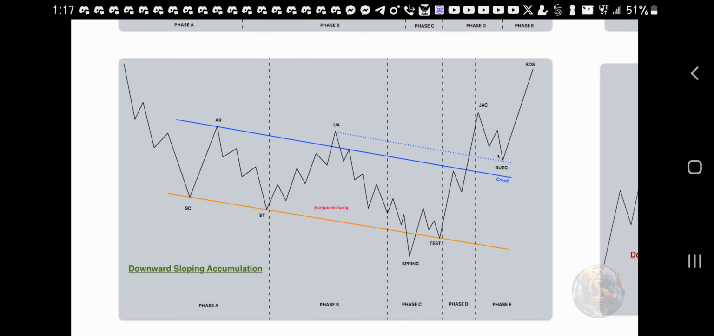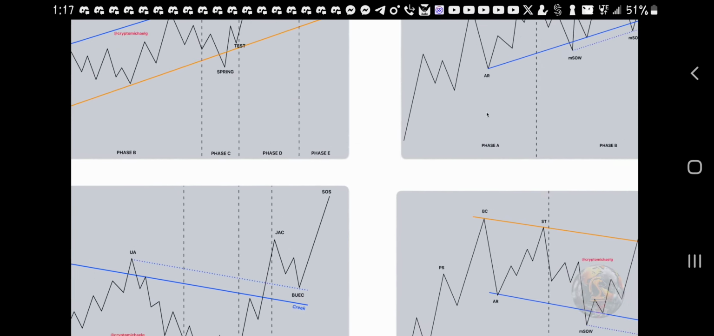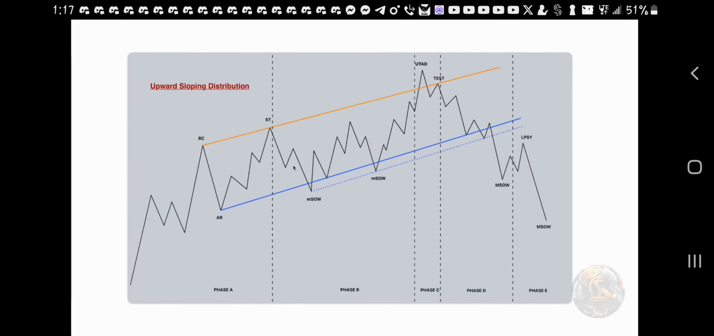So that's accumulation done. You now know horizontal accumulation and sloping accumulation, both upside and downside. Let's talk about distribution. This one, very common, and there's a couple of nuances you need to spot in here.